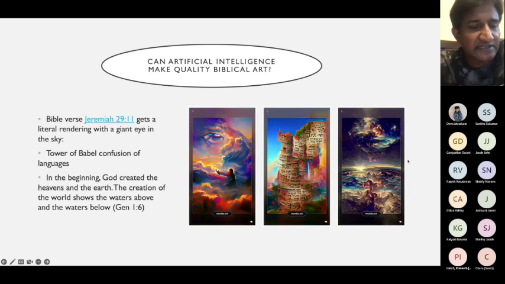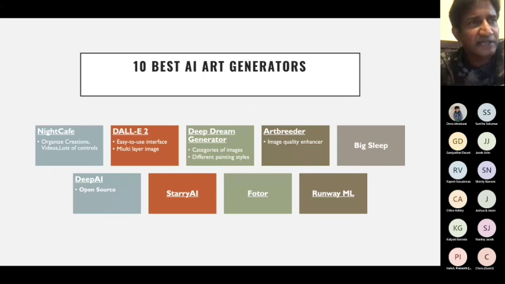And the last one is again, in the beginning, God created the world and he separated the waters in the heaven and the waters in the earth. So that's where you see the water is separated, showing some on the top and some on the bottom as well. This is just to give you an idea of how much artificial intelligence can produce. And there are plenty of art generators, so many are evolving right now.